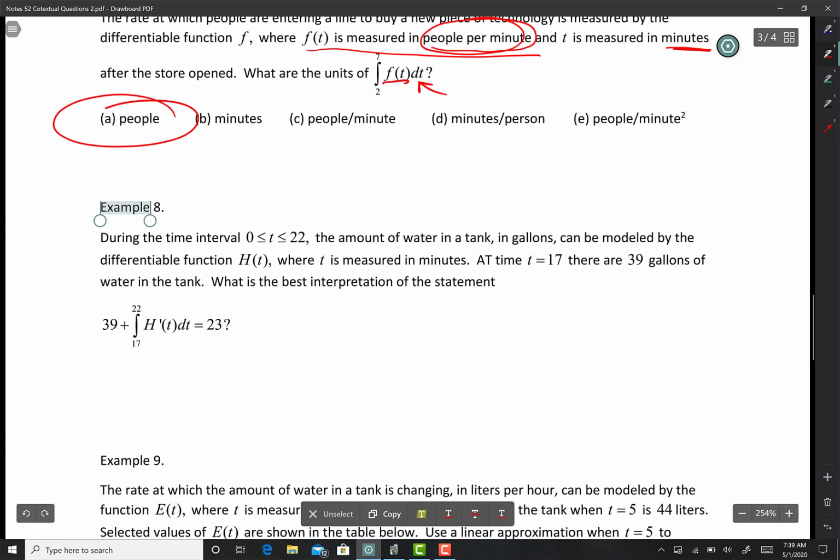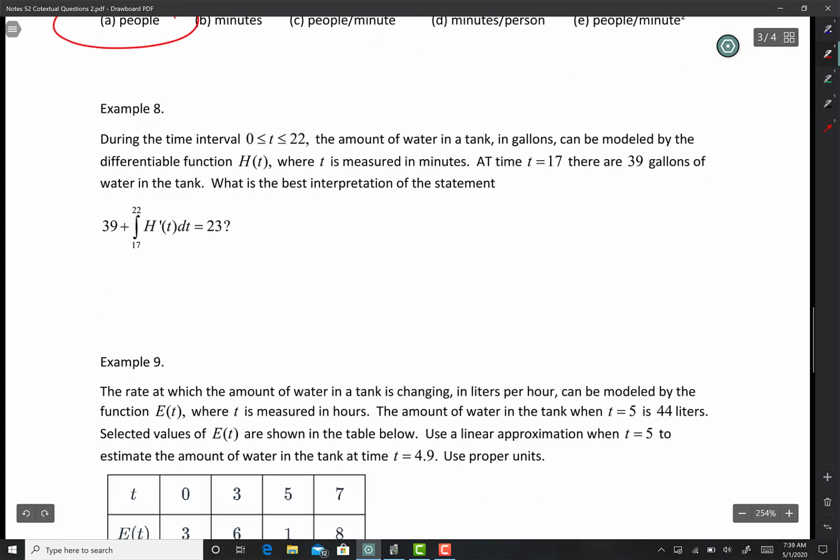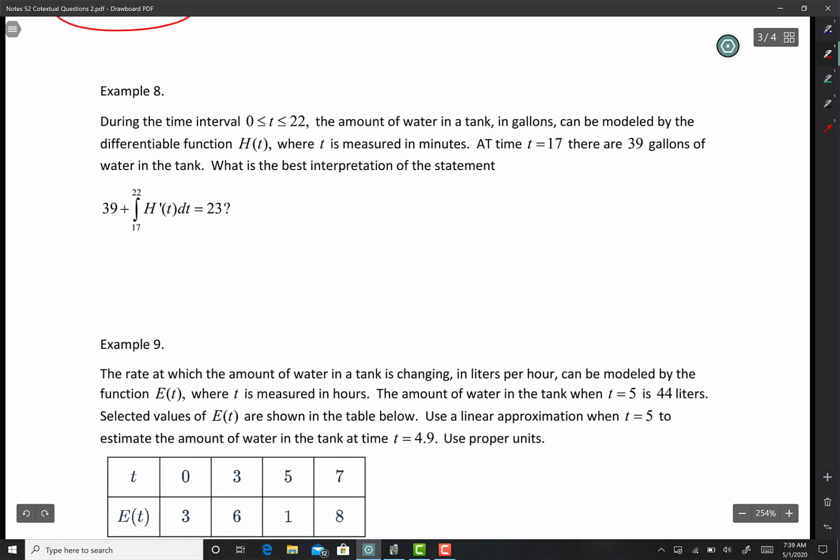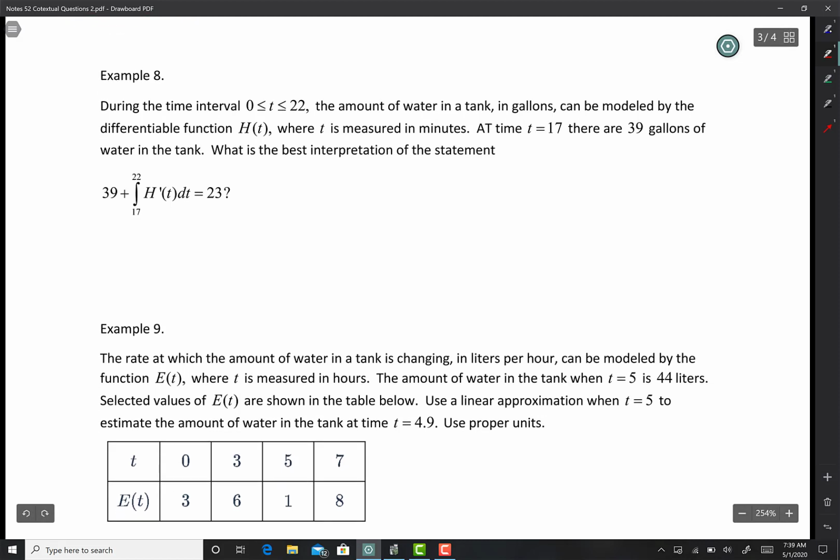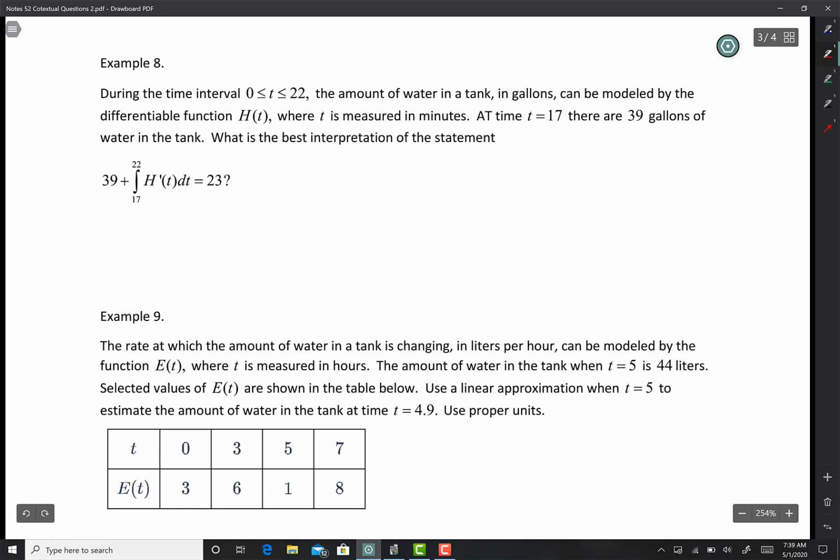All right, example 8. During the time interval 0 to 22, the amount of water in a tank in gallons can be modeled by the differentiable function h of t, where t is measured in minutes. I accidentally capitalized that t there. I was going pretty fast, I guess. At time t equals 17, there are 39 gallons of water in the tank. What is the best interpretation of this statement? Okay, best interpretation, that 39 is right here. That was the initial amount.